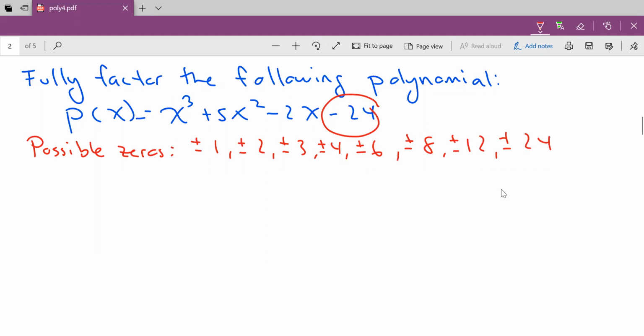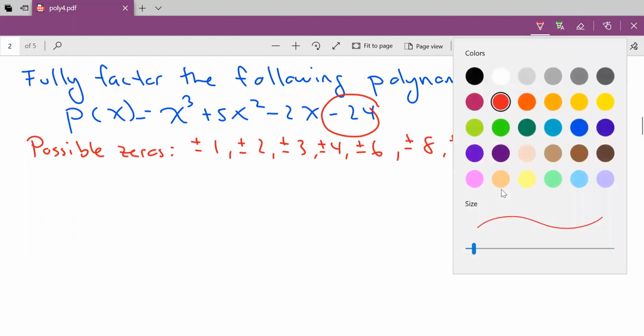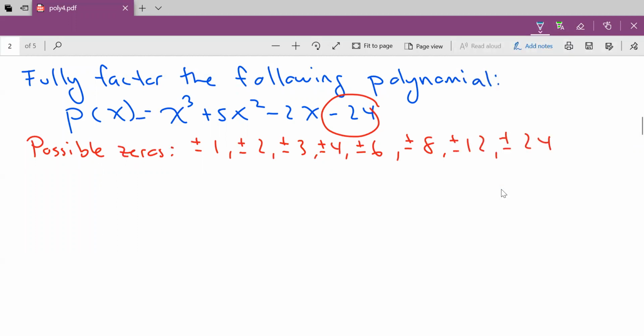Now, what we're going to do from here is use the factor theorem. What the factor theorem tells us is we're going to sub in these values and try to find a remainder of 0, by using one of these possible zeros. Okay, but wait, look at all of those zeros. Holy cow, that's a lot.